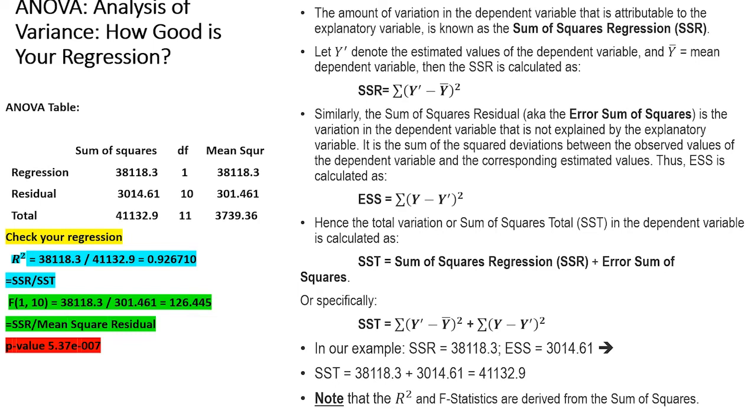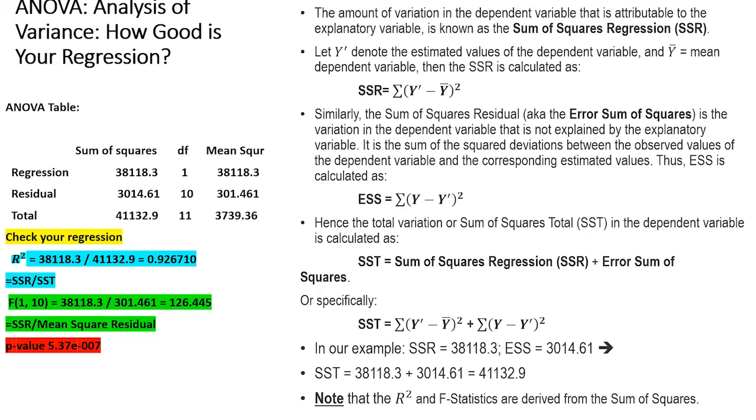Now, the sum of squares residual, this is known as the error sum of squares, okay? This is the variation, so the other side of it, in the dependent variable not explained by the explanatory variable, all right? So the changes in the dependent variable, in our case, the dependent variable is youth jobs, okay? That is not explained by government expenditure.